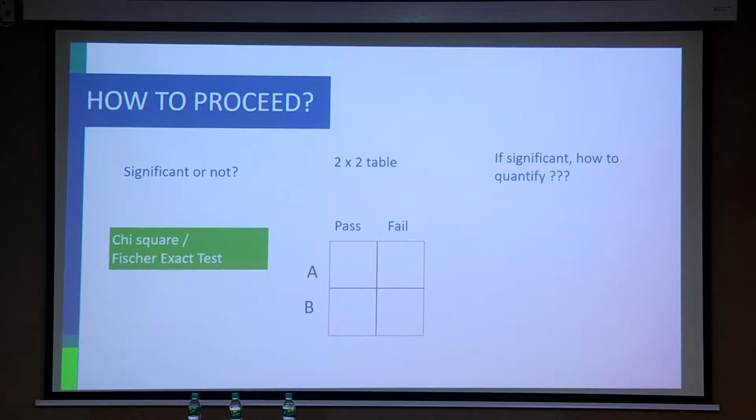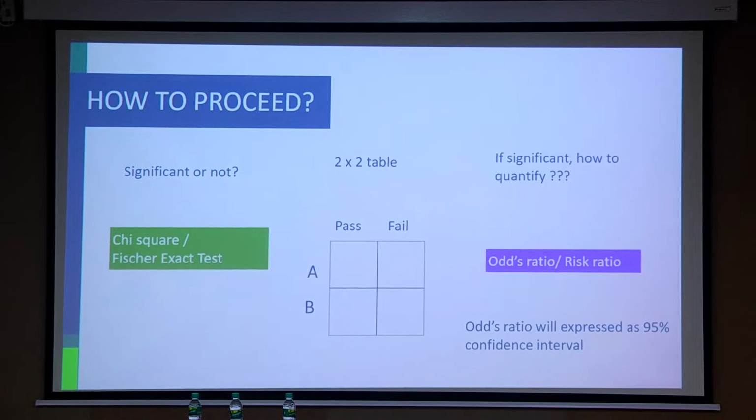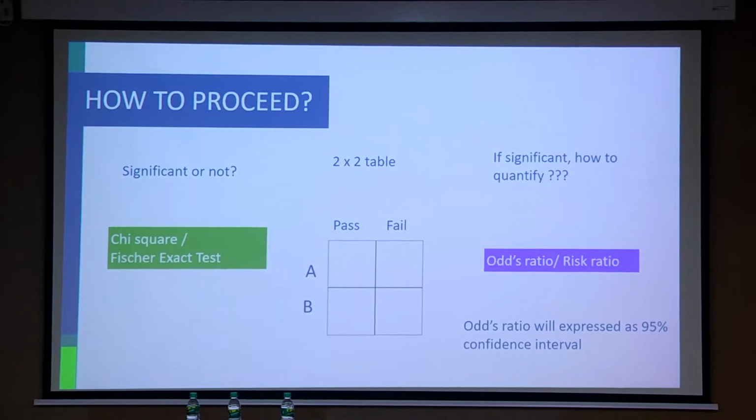How to? You have checked the association between the two groups. Now you want to quantify the association between the two groups. That is what you have to do. Either you have to do odds ratio or risk ratio. To quantify the risk between the exposure and outcome, you have to do odds ratio or risk ratio.